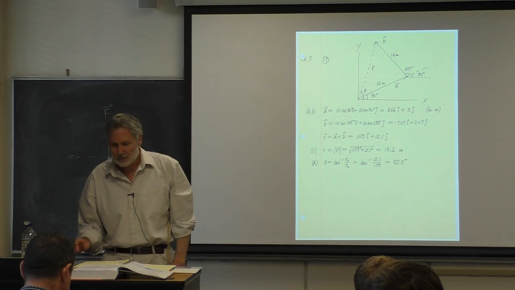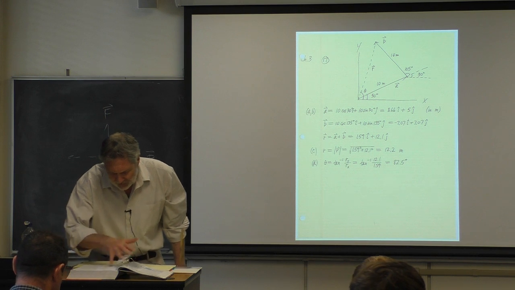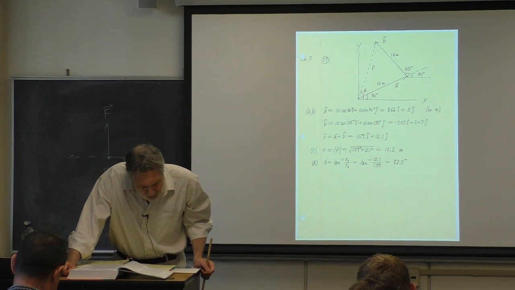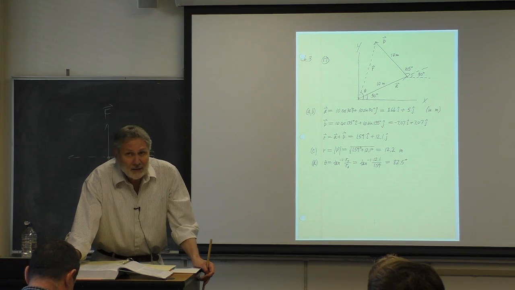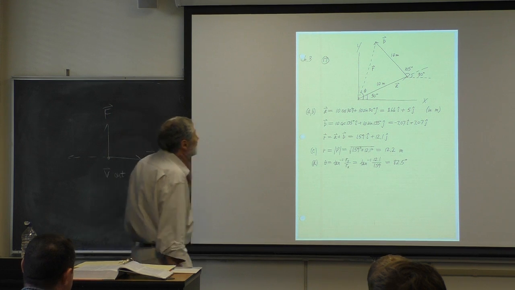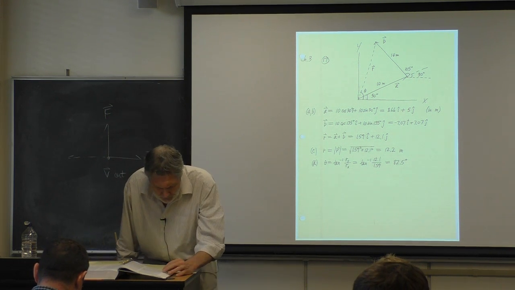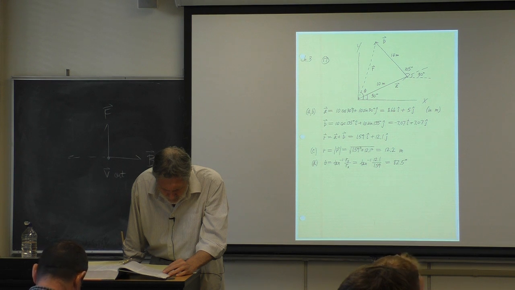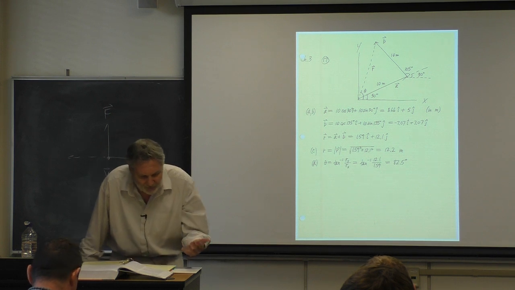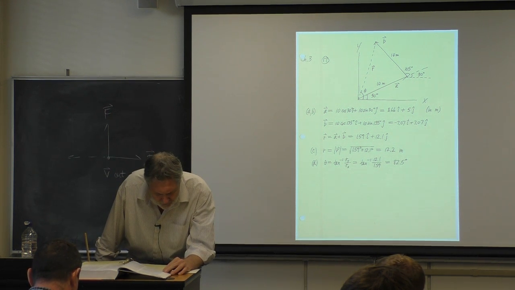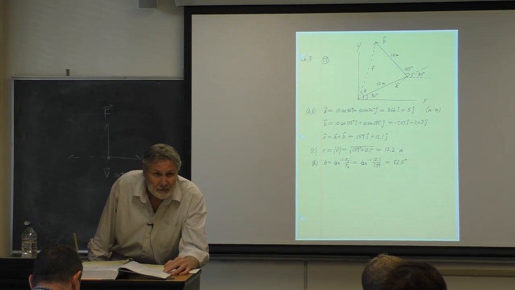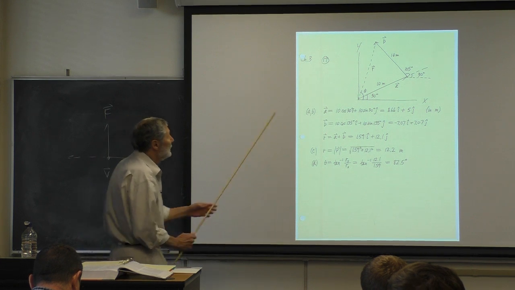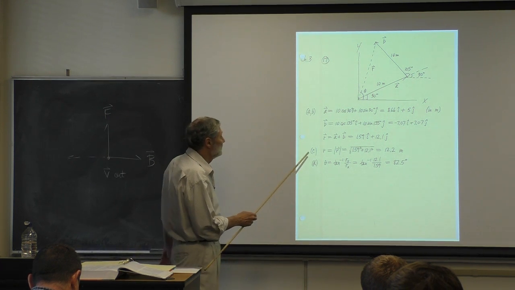Okay, the next one is a problem. It's problem 17. So here we're given two vectors, and we're given the magnitudes and the directions of the vectors. All right? And basically what we're after here is the sum. We're after the vector sum, and we're going to do it with components. Okay? And once we get the sum, we're actually going to go to the magnitude and direction.